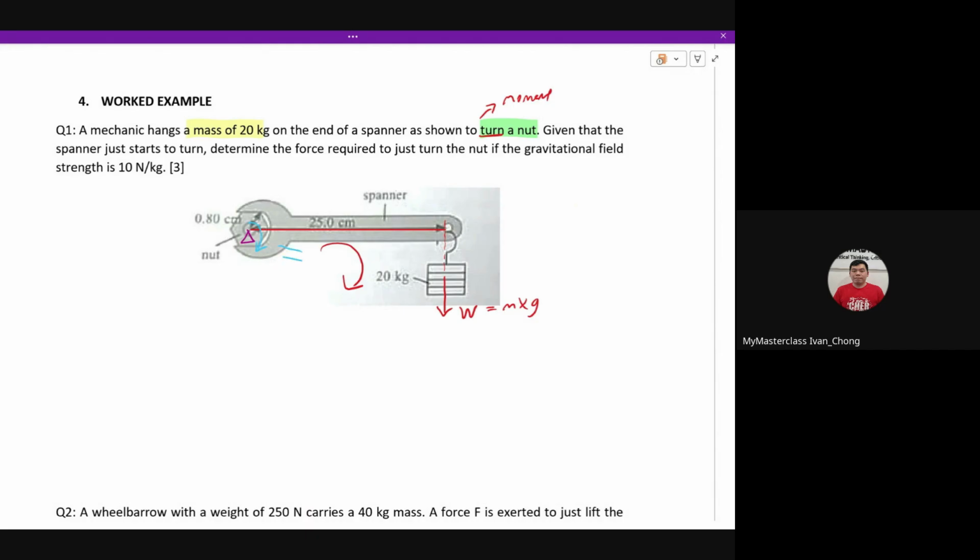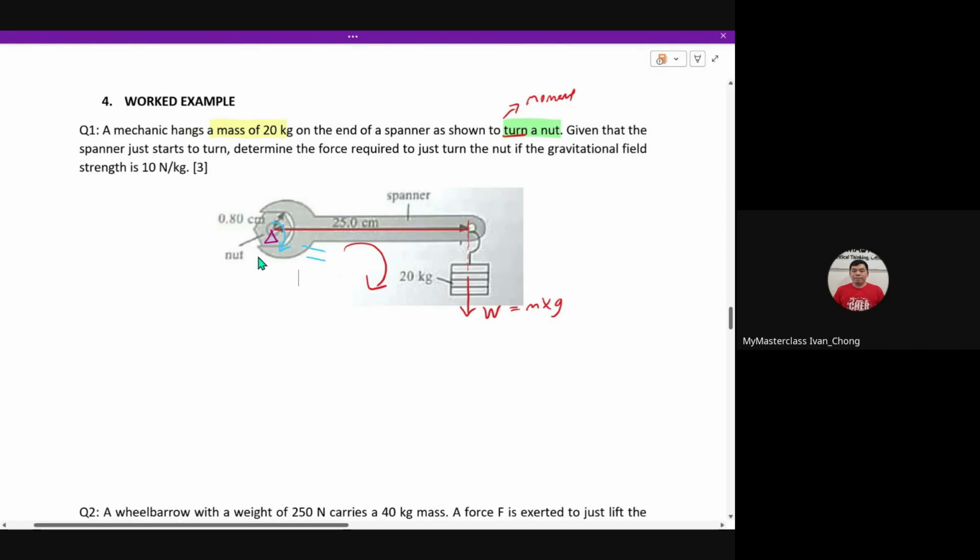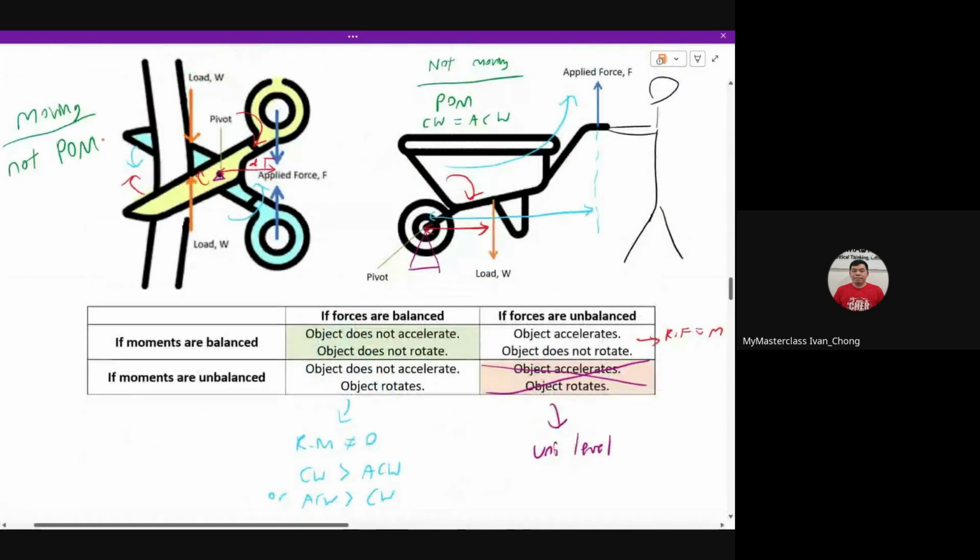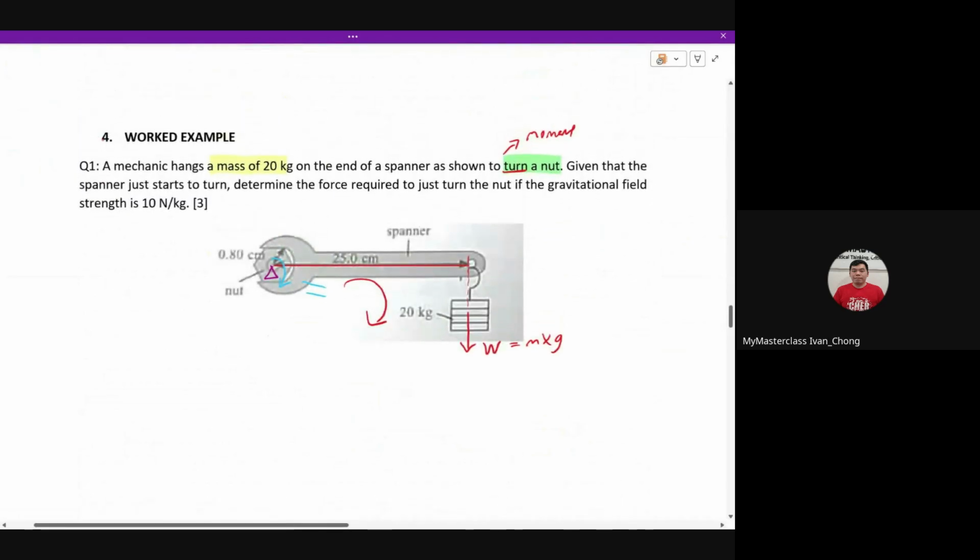So this moment is actually the same. Can you notice that? Because the moment is exactly the same, we actually can say that this clockwise moment and this clockwise moment will be exactly the same. So let's solve. Because we know that you are going to move the nut and the spanner both at the same time, this is not principle of moments. This is like the scissors example just now. So let's take a look. We can solve them separately first.